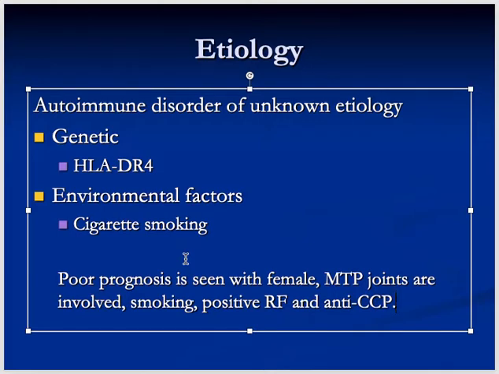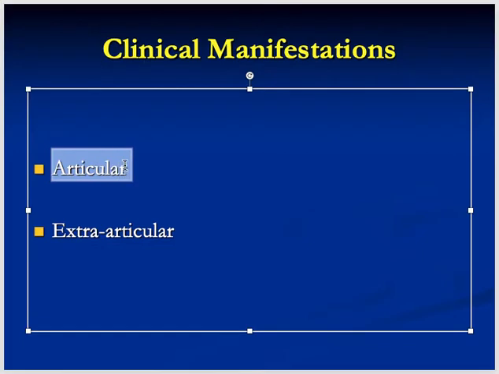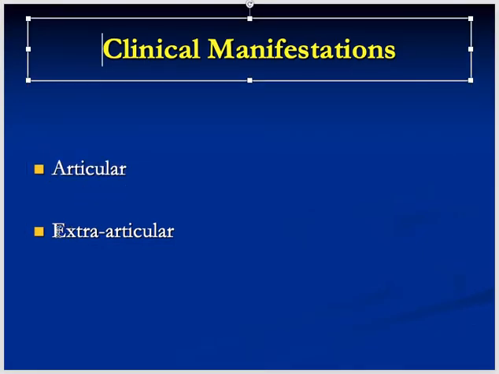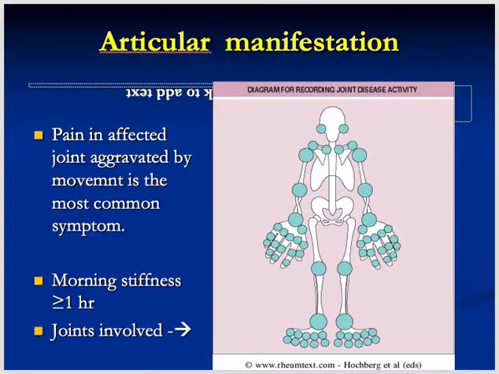Now, simply, whenever a patient has rheumatoid arthritis, we must talk about the clinical features, right? Now, you can see over here two clinical features: articular, which is involving the joint, and extra-articular, other than joints, right? So now I would like to talk about the articular manifestations first of all. A very nice diagram is used to record joint disease activity. In rheumatology wards, you will find this on every chart with every history of the patient.